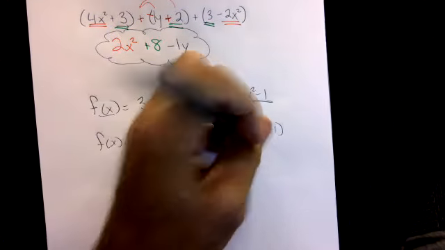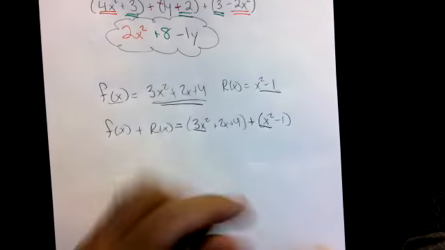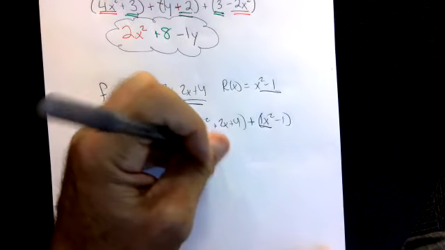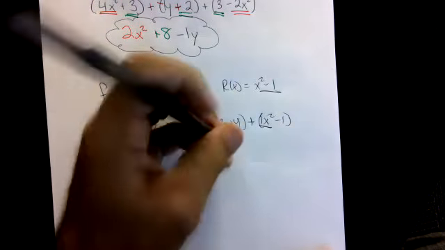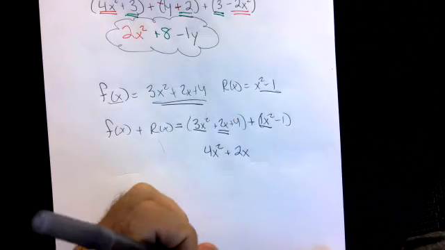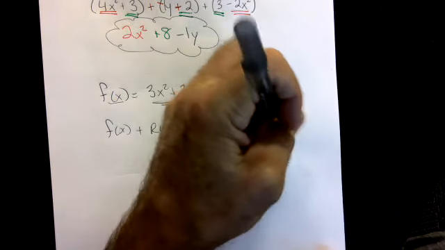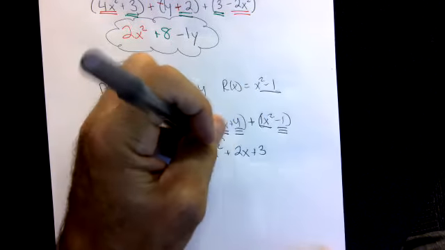So again, combine like terms: 3x squared plus 1x squared is 4x squared. This 2x doesn't have a like term, so we just keep it. And then positive 4 and negative 1 is a positive 3.